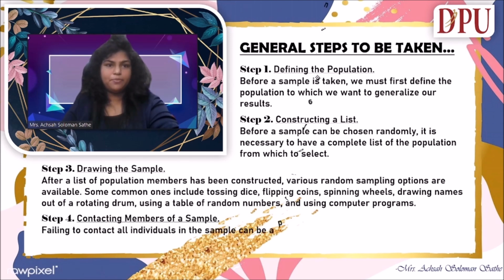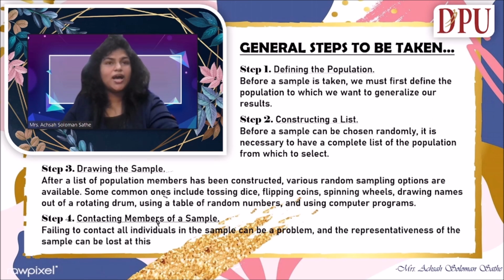Contacting members of a sample. That's very important. That's the last step. Failing to contact all individuals in the sample can be a problem, and the representativeness of the sample can be lost at this point. So when you have a sample and only those particular number of people are the people who are representing the population, if you miss them, if they are not going to respond to you or get back to you or participate in your research, well, you will lose representativeness of the population that they are actually representing. So that's why you need to have a good rapport with the participants. Also, you need to keep in contact with them.